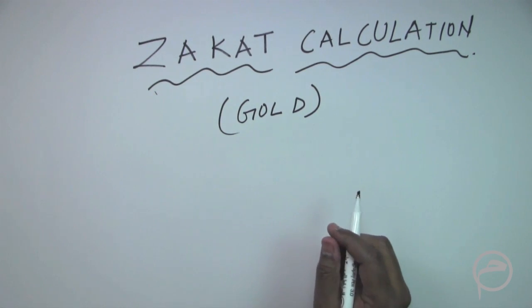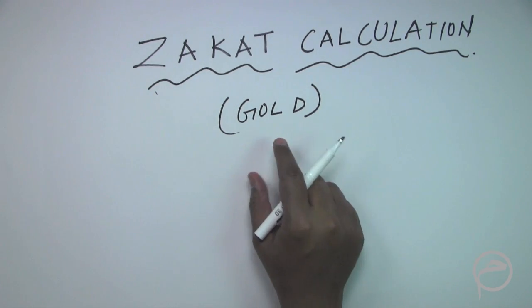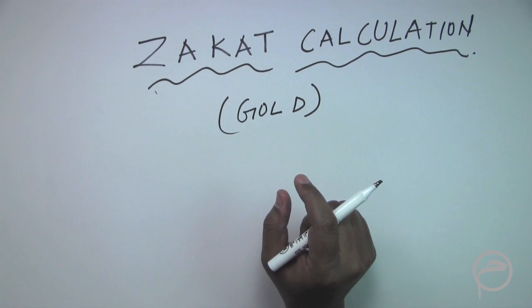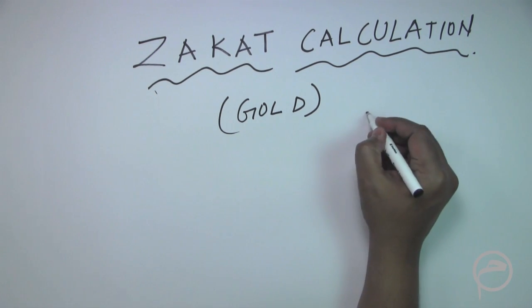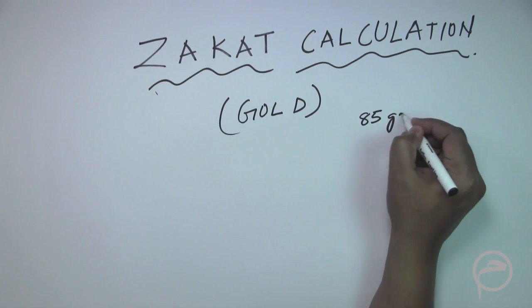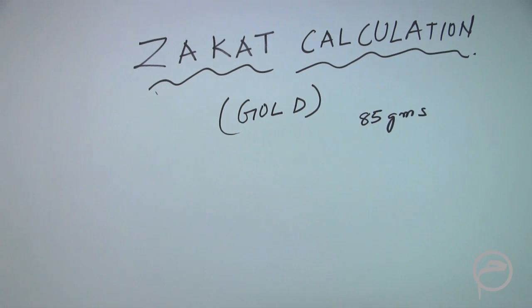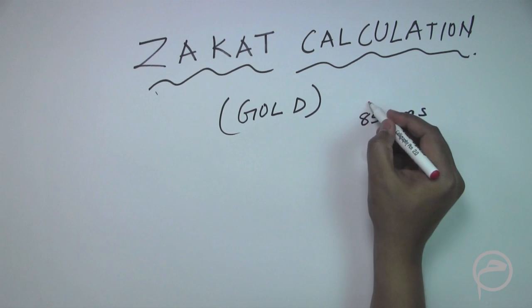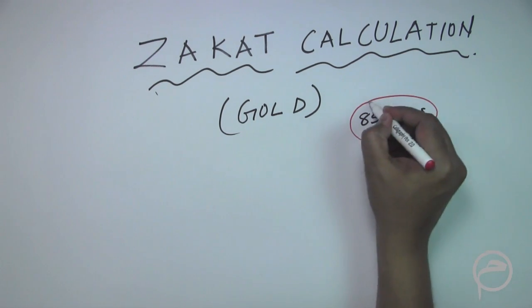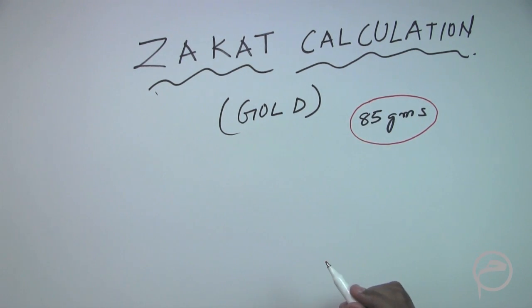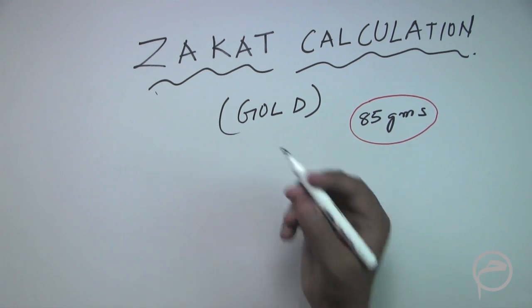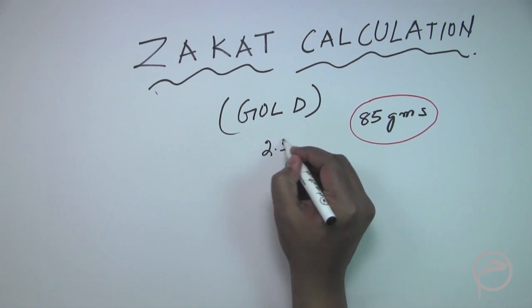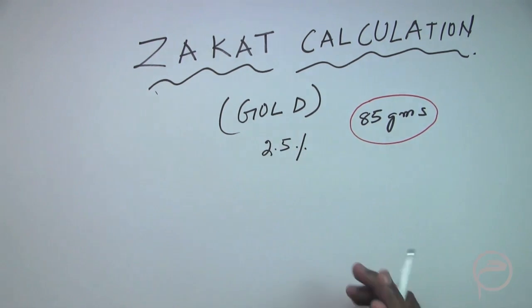If a person has more than 85 grams of pure gold, then he is required to pay zakat. How much zakat is he required to pay? He is required to pay 2.5%. Let's take an example.